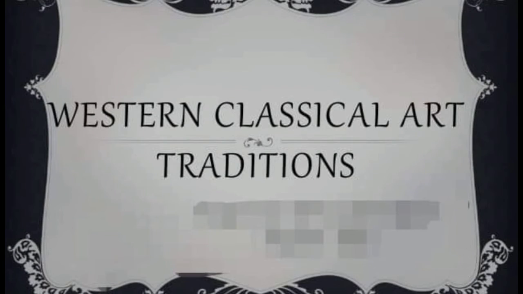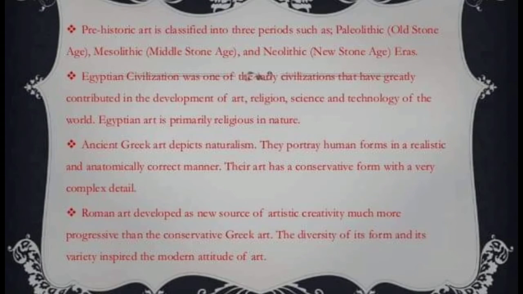Western classical art traditions. Prehistoric art is classified into 3 periods: Paleolithic, also known as Old Stone Age, Mesolithic, also known as Middle Stone Age, and Neolithic, also known as New Stone Age eras. Egyptian civilization was one of the early civilizations that greatly contributed to the development of art, religion, science, and technology of the world. Egyptian art is primarily religious in nature.